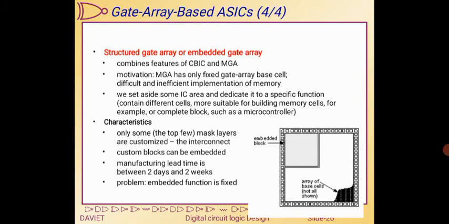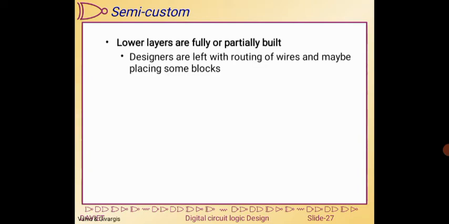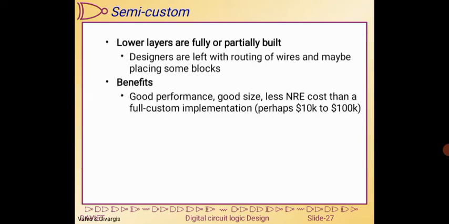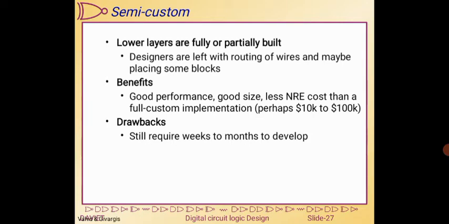So structured gate array is similar to what we discussed. There are embedded blocks. It is the combination of the CBIC and MGA. We are using those embedded blocks in the design. So the lower layers are fully or partially built, and designers are left with routing of the wires and they may place some blocks.